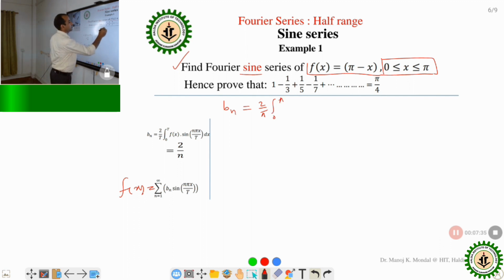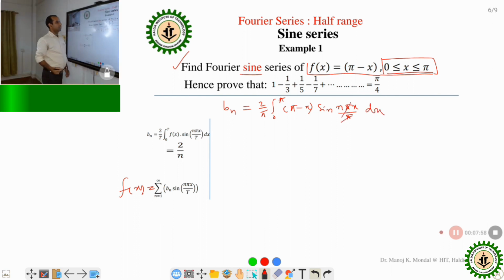integral from 0 to pi, because 0 to pi is the limit. f of x means pi minus x, into sine n pi x by pi, dx. So this pi cancels, that means only sine nx.